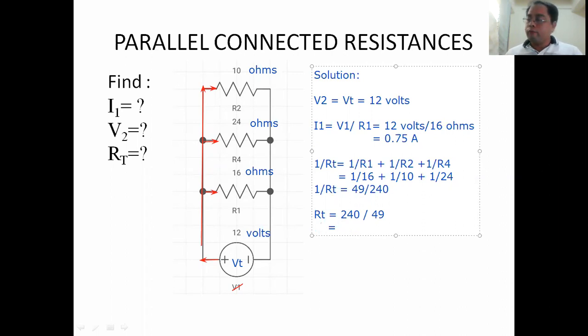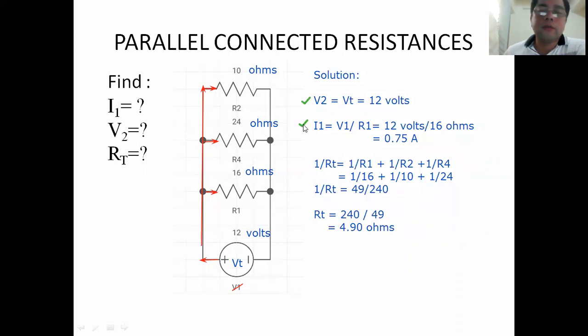Then we will have 4.9. More or less, if we round that off, that's 4.9 ohms. Okay, so that's our total resistance. So we were able to get the three values that we want to determine.